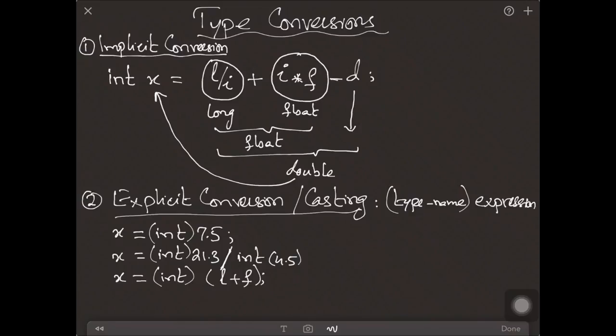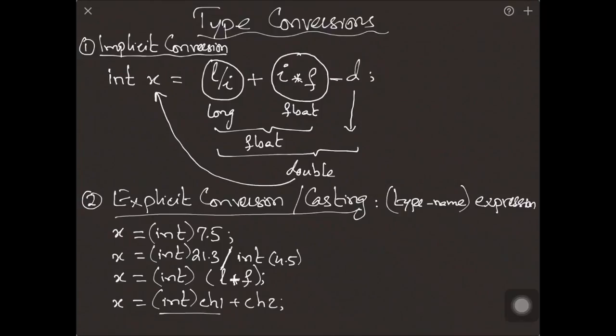In this case, once this plus operator is evaluated, both these will be converted to float, and then the final result will be converted to int and then assigned to x. In this example, this ch1 will be first converted to int, and then this add operation will be carried out. So this ch2 will also be converted to int. The final result will be an int which will be assigned to x.